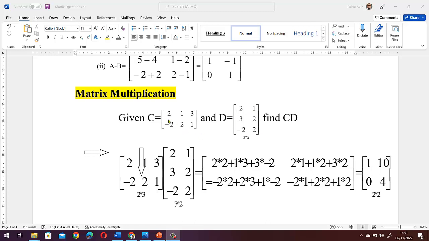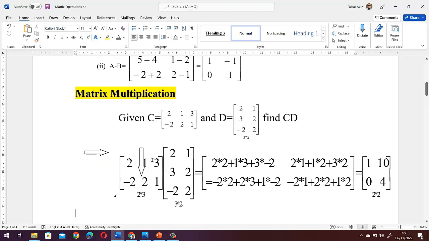So here you can see that when we start matrix multiplication, we need to multiply the first row of the first matrix with the first column of the second matrix. Similarly, the first row of the first matrix will be multiplied by the second column of the second matrix, and this operation we need to repeat.